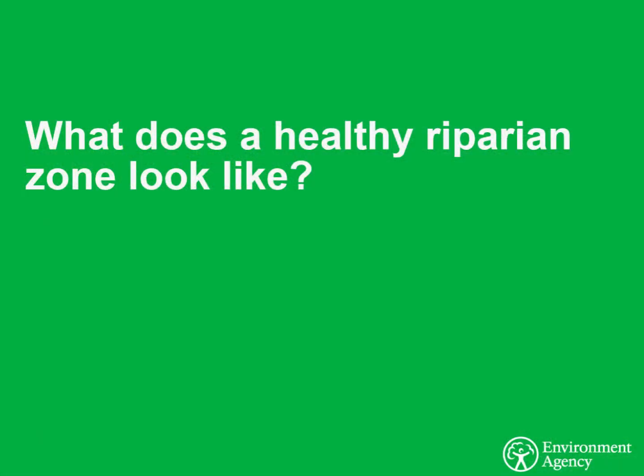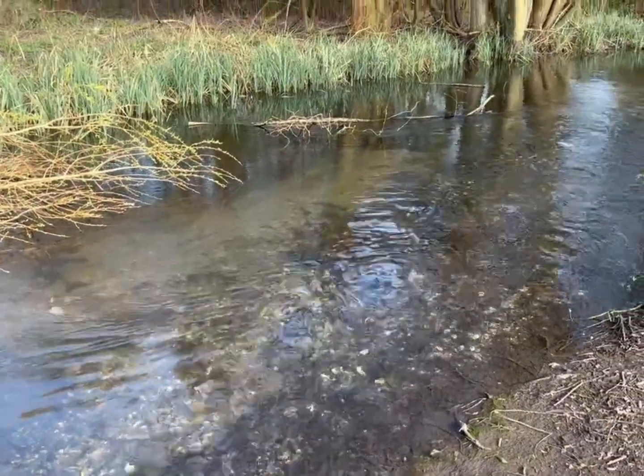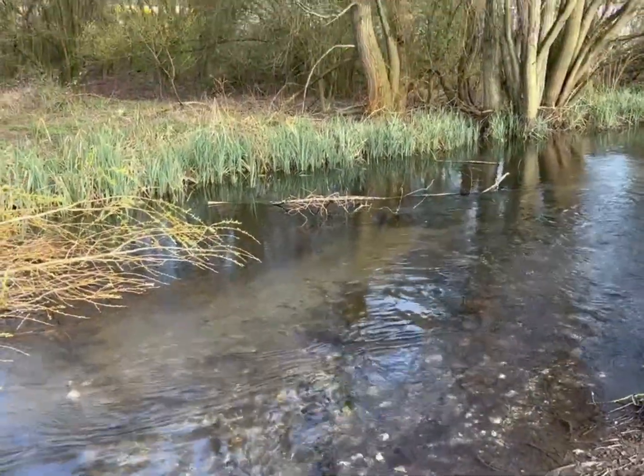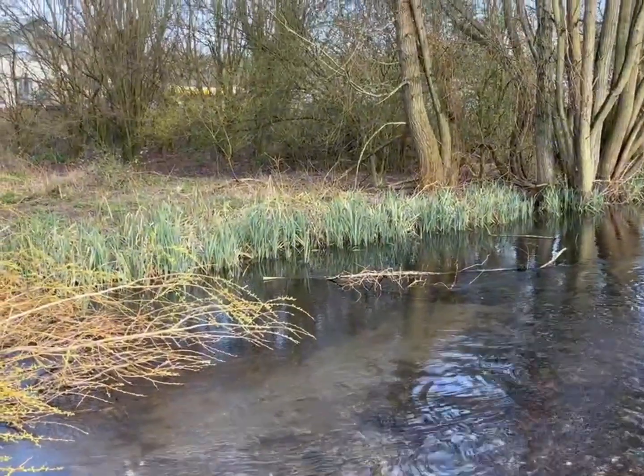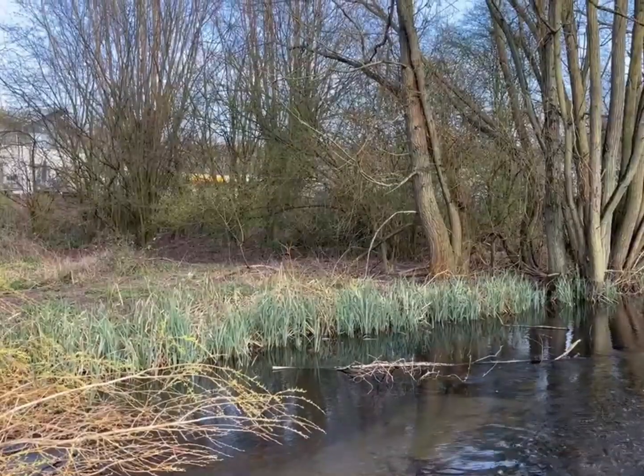Now let's think about examples of healthy and unhealthy riparian zones. Here is an example of a healthy riparian zone in a lowland area. It is providing habitat complexity, shelter and thermal resilience. We can see that the development is in the distance behind the watercourse.